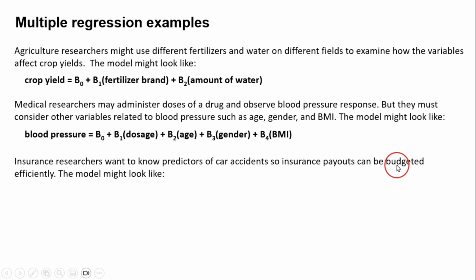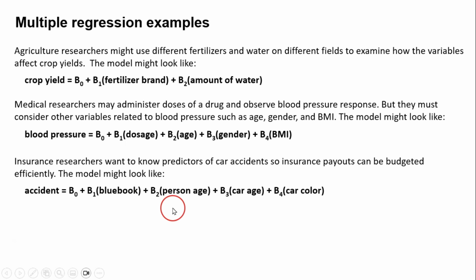And then the last example I have would be in the insurance industry. So insurance researchers want to know predictors of car accidents, so insurance payouts can be budgeted efficiently. The model might look like this: you have the probability or risk of accident as the dependent variable, and then you might have the Blue Book value of the car as a variable, the person's age as a variable, the age of the car, and the car color might come into play.